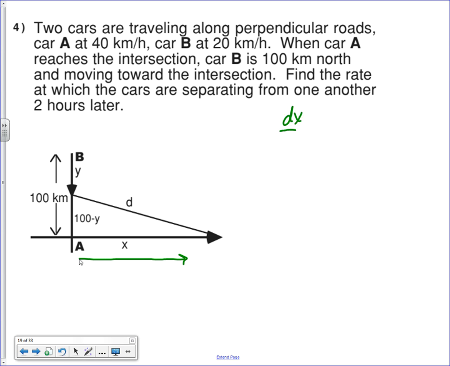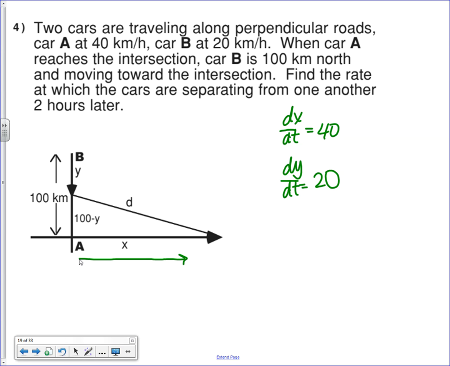So that would be dx/dt is going to be 40. The other car, car B, is moving at 20 kilometers per hour. So dy/dt is going to be 20. It says when car A reaches the intersection, car B is 100 kilometers north and moving towards the intersection. Find the rate at which the cars are separating from one another.